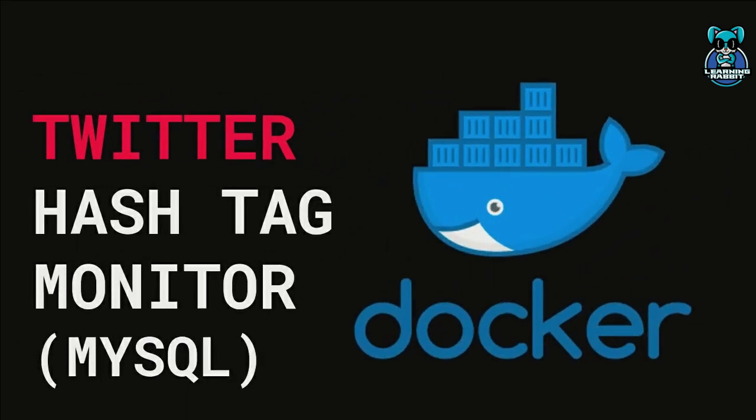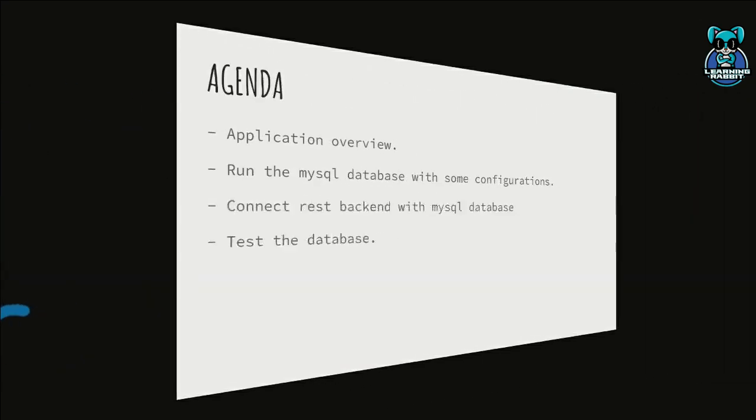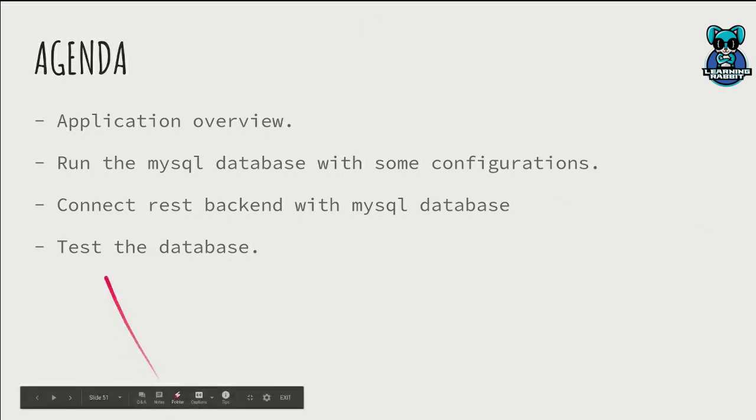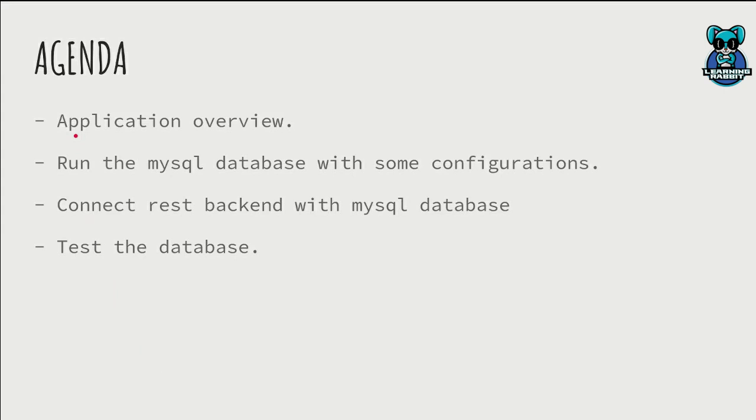As the name suggests, we are going to connect it with MySQL in this lecture. We'll first go through the application overview. We'll see what we have to do and what we have done so far. Then we'll run the MySQL database with some configurations. Then we'll connect the REST backend with the MySQL database, and then we'll test it.